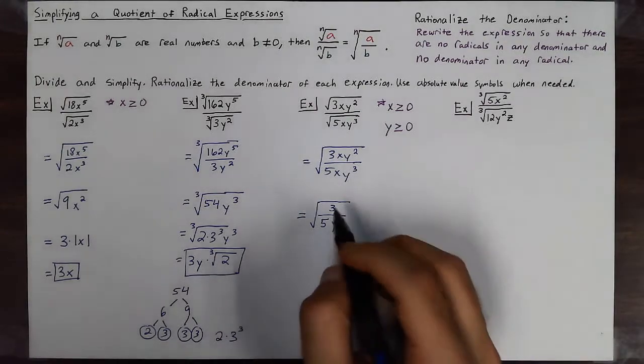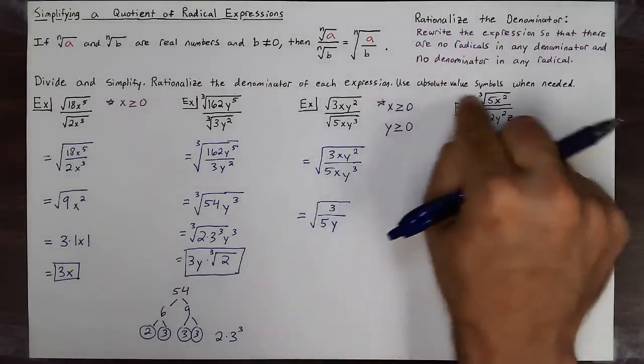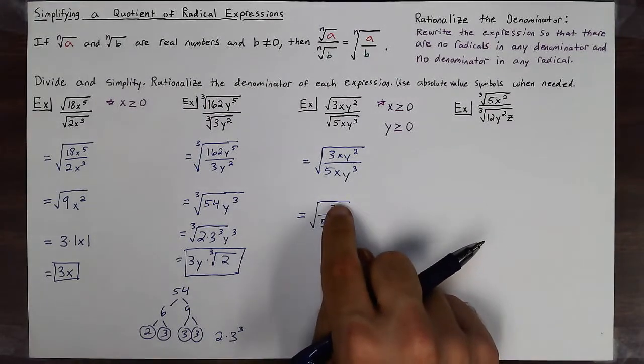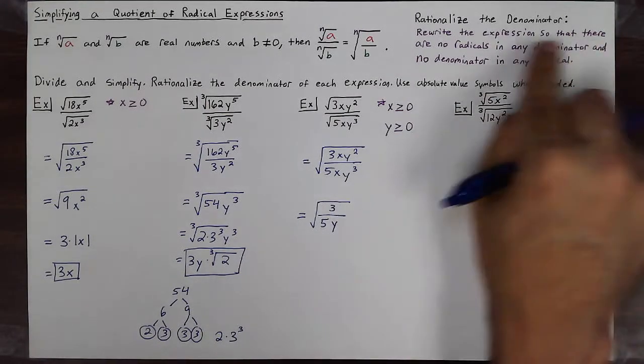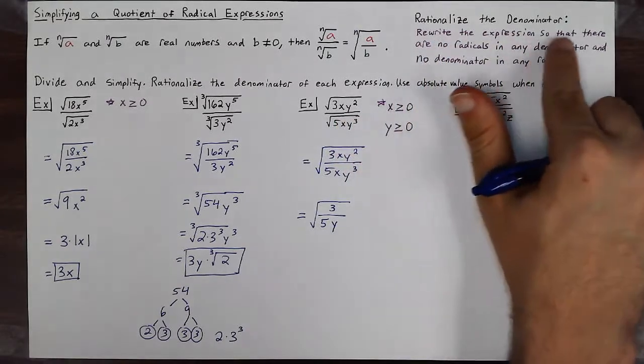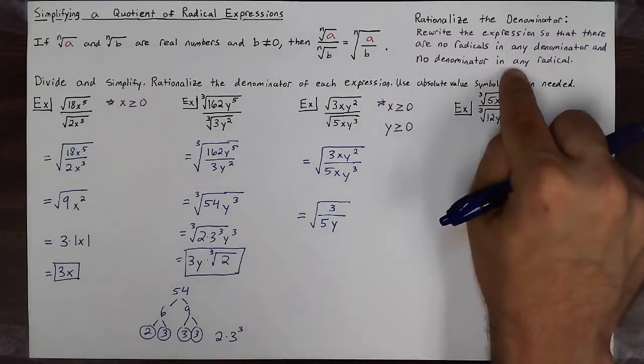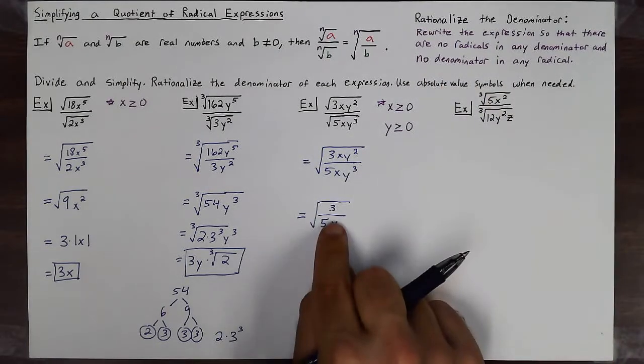So now, rationalizing the denominator happens when there's still a fraction left over in a radical, or there's still a radical in the denominator. So we're going to rewrite the expression so that there are no radicals in the denominator or any denominators inside of a radical, like we have here.